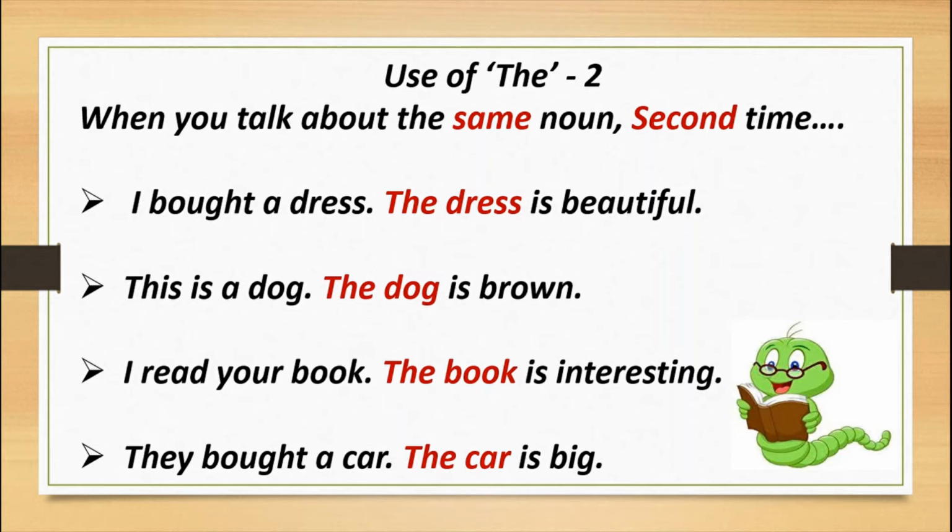I bought a dress. Again, I am talking about the same dress. So I will say, the dress is beautiful. This is a dog. Again, I am talking about the same dog in next sentence. So, the dog is brown. I read your book. The book is interesting. They bought a car. The car is big. So, when we are talking about the same thing again, in the next sentence, then we will say the because it makes it specific about that thing.